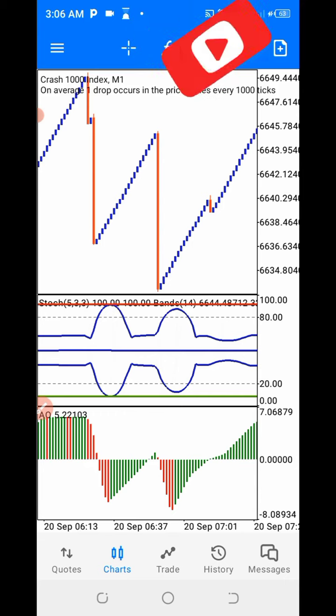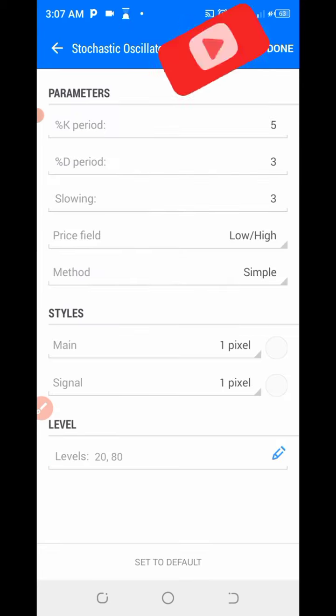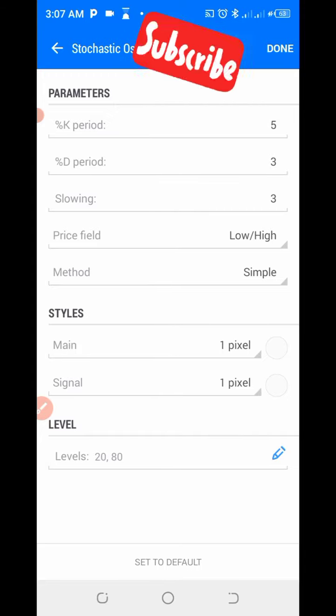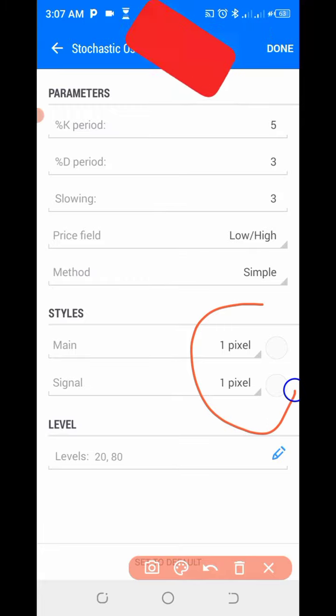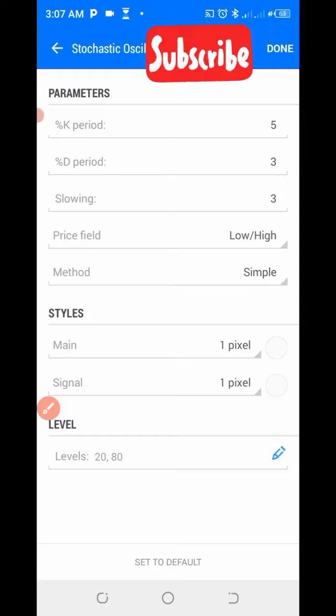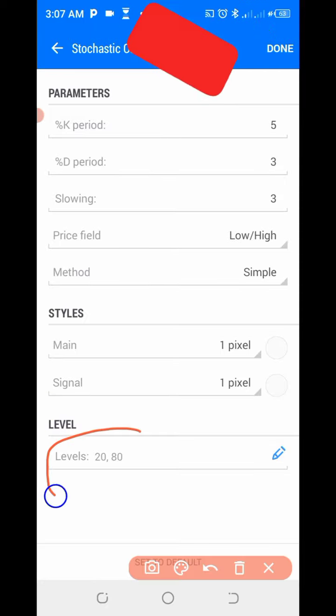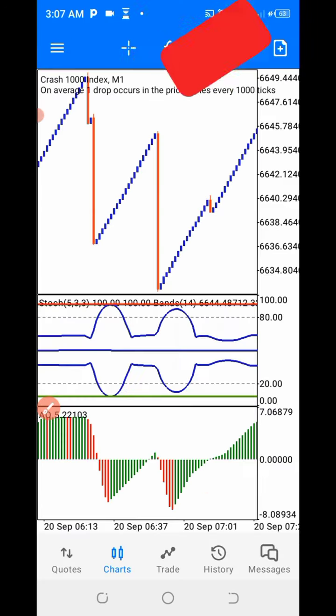We're using 3 indicators in this strategy. The first indicator is our stochastic oscillator. The K period is 5, the D period is 3, the slow period is 3, price field is low and high, method is simple. The style has to be 1 pixel, and the color has to be the color of your background. Then we are using the levels too. The levels are 80 and 20. Once you are done, you click on done.